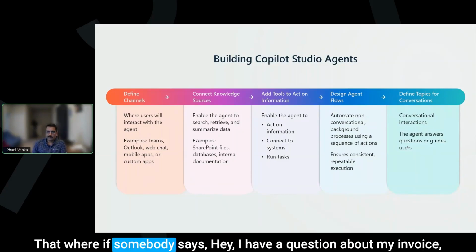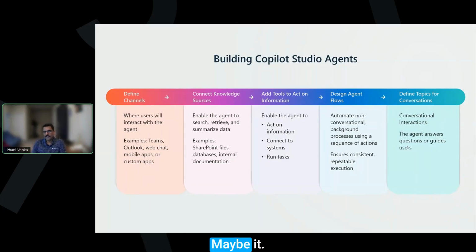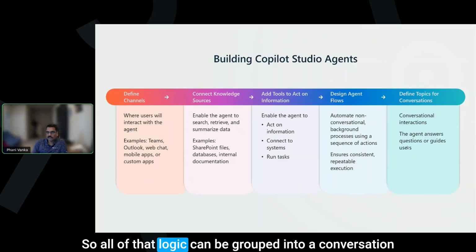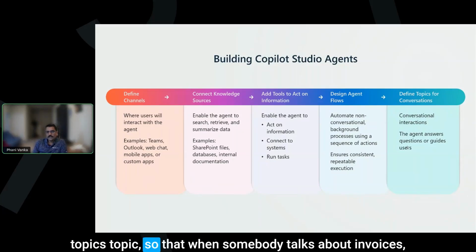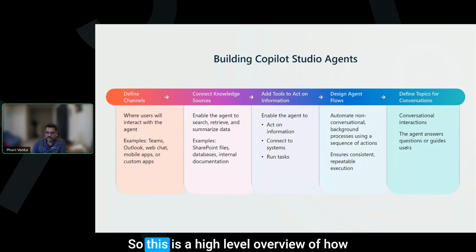For example, if somebody says, hey, I have a question about my invoice, then you can trigger a flow that is very specific to invoices. Maybe it verifies a few pieces of information, like what kind of invoice and what the invoice number is. All of that logic can be grouped into a conversation topic, so that when somebody talks about invoices, that topic executes the flow that you have set up. So this is a high-level overview of how you build an agent using Copilot Studio.